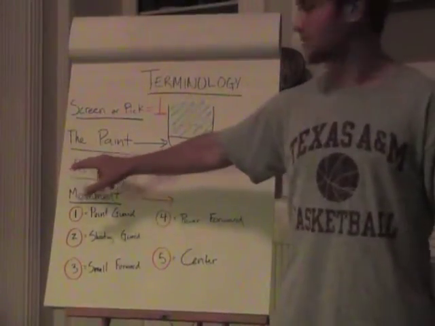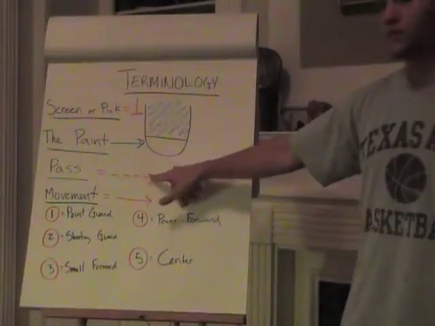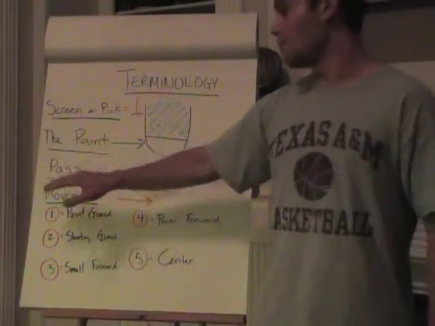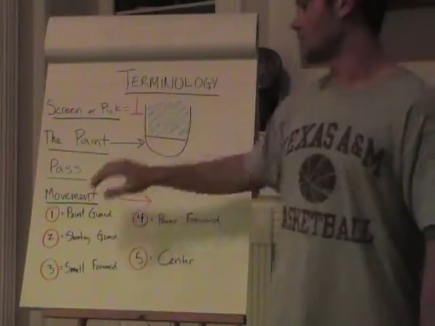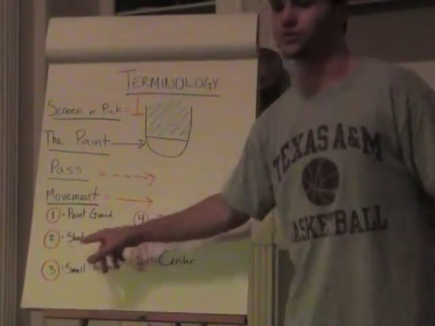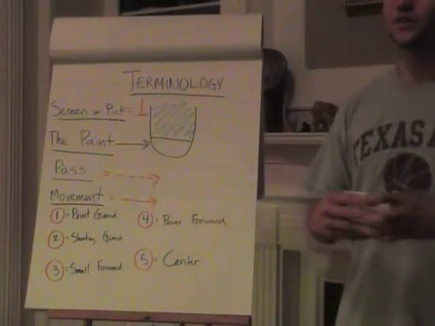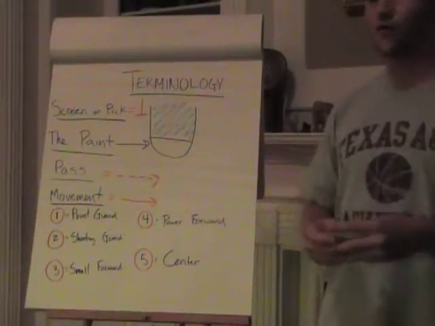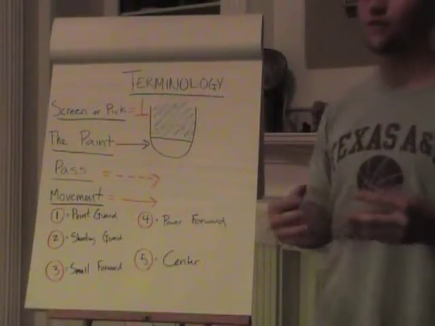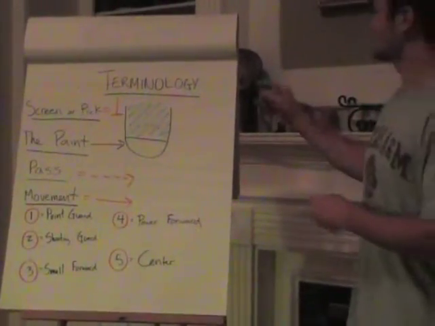When I refer to a pass on the diagrams, it is represented with a dotted arrow, and movement by any player is represented with a solid arrow. The players are represented by these red circles. Number 1 is the point guard, the second one is the shooting guard, 3 is the small forward, 4 is power forward, and 5 is center. So let's get started on building a winning team.